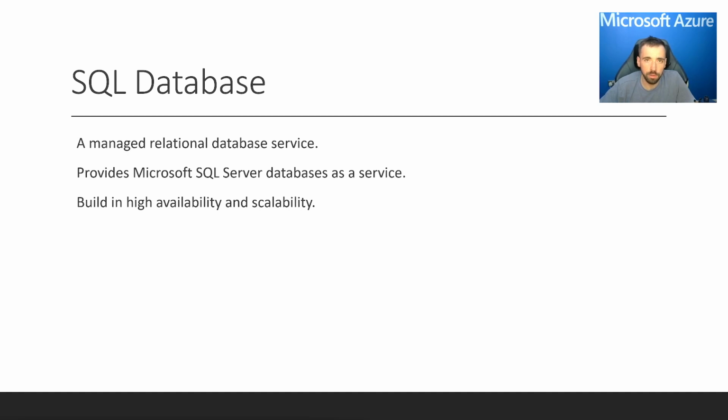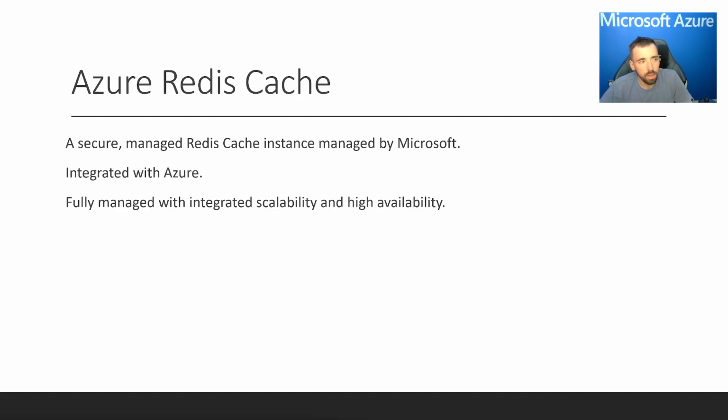Traditional Microsoft SQL database servers would run on a virtual machine, and you would be responsible for a lot of those features and getting them set up and providing the infrastructure, but this is managed in the case of Azure SQL Database. We then have Azure Redis Cache, and this is a managed service again for the open source Redis Cache application, which is very popular. It's again integrated with Azure with the possibility of integrated scalability and high availability.